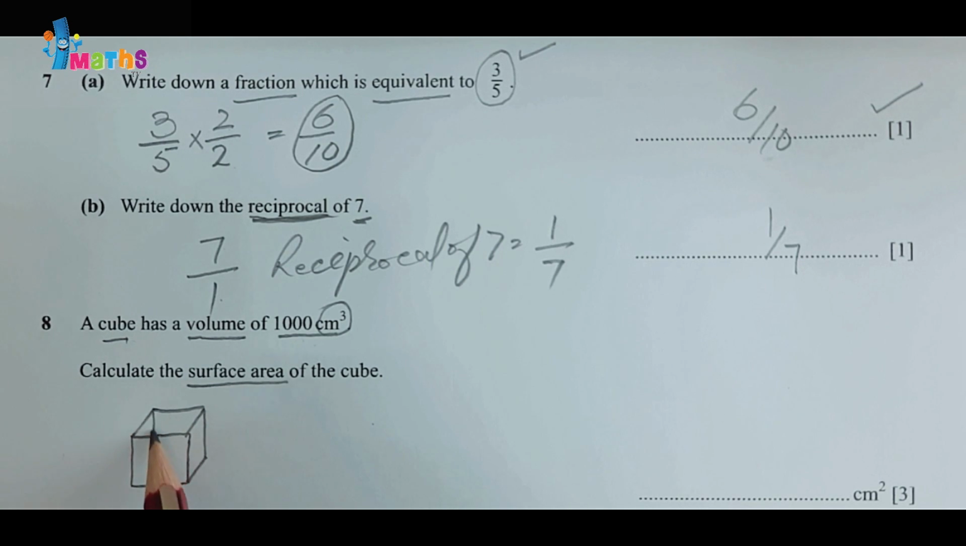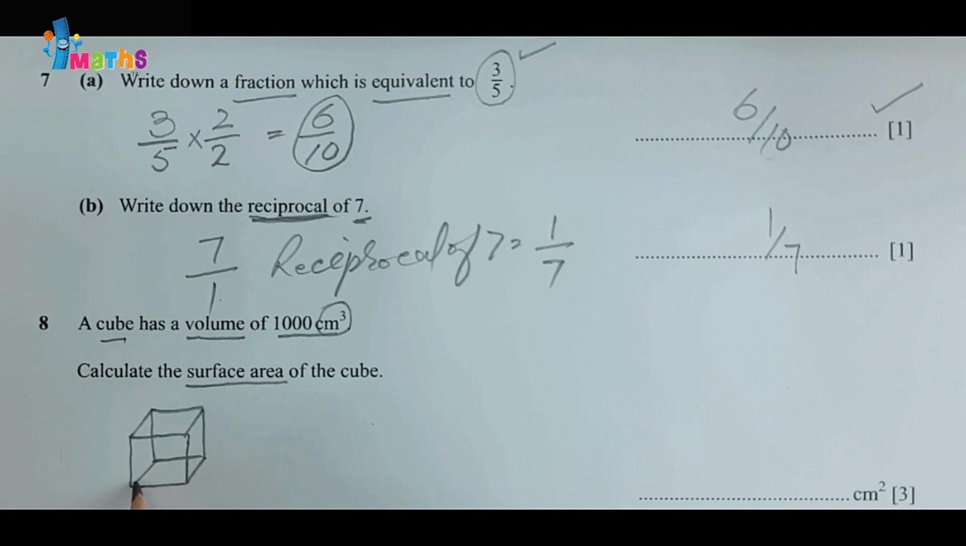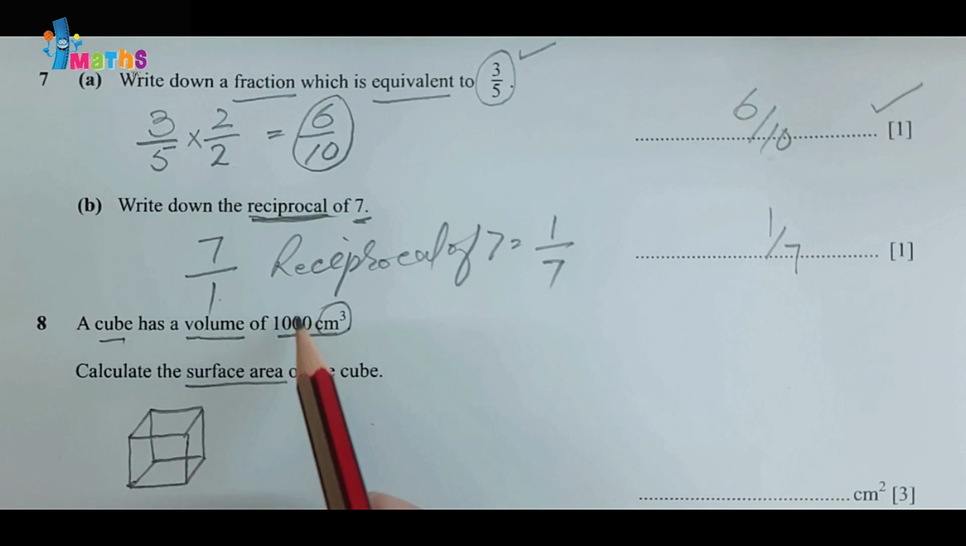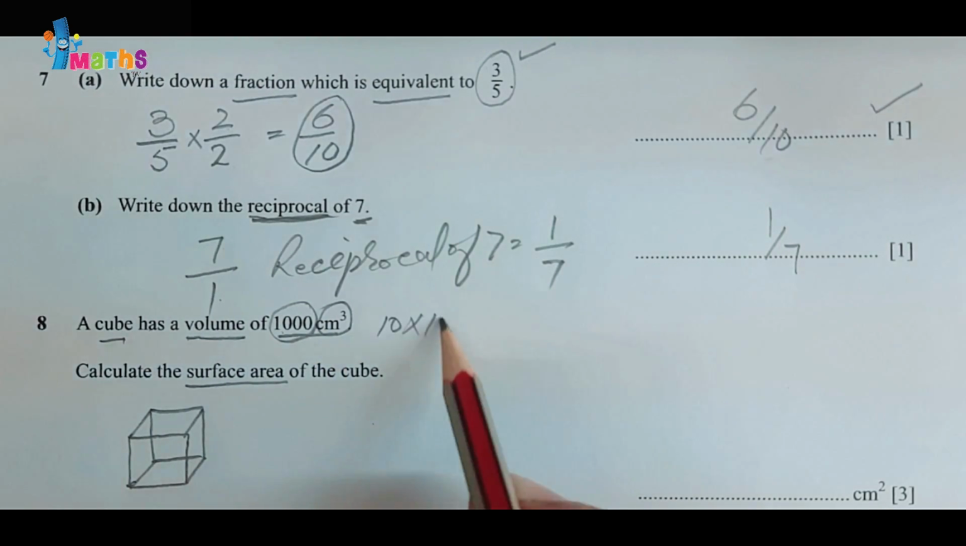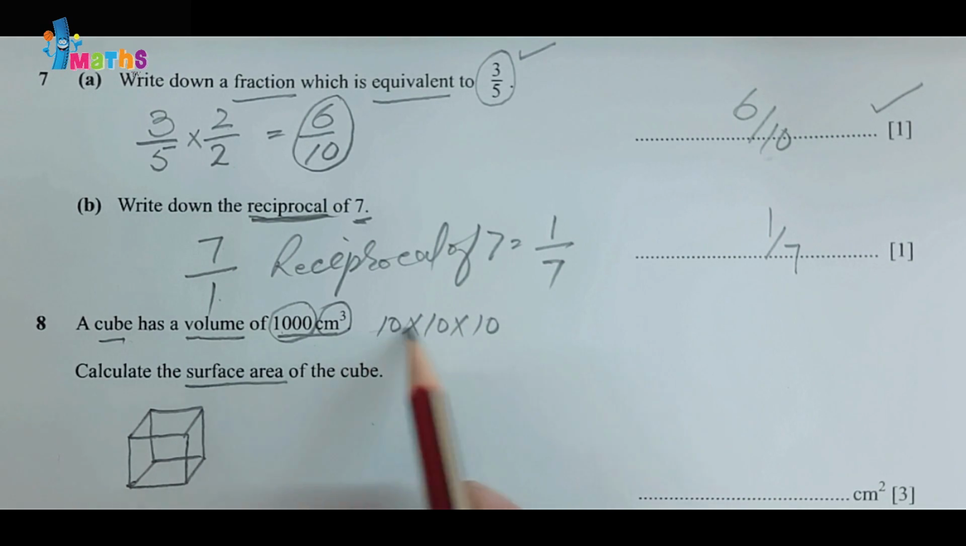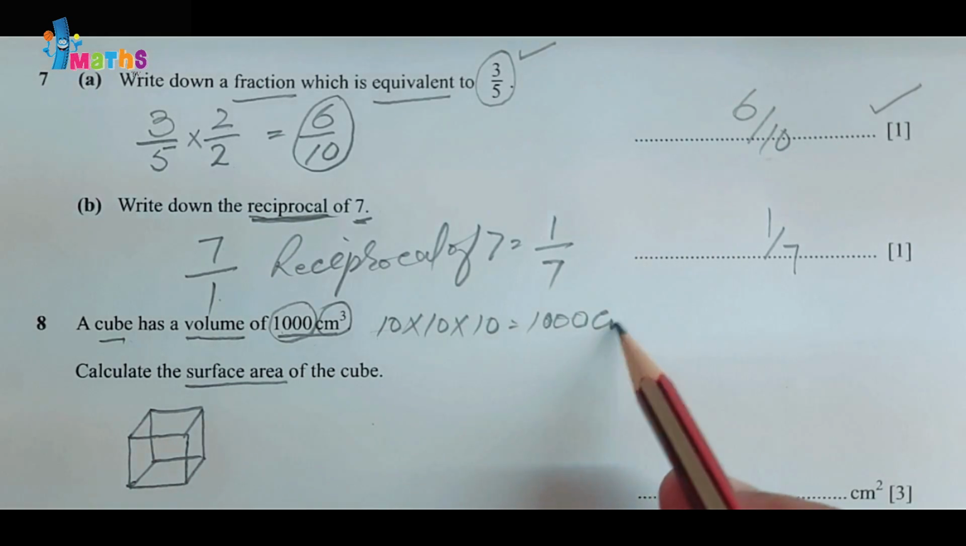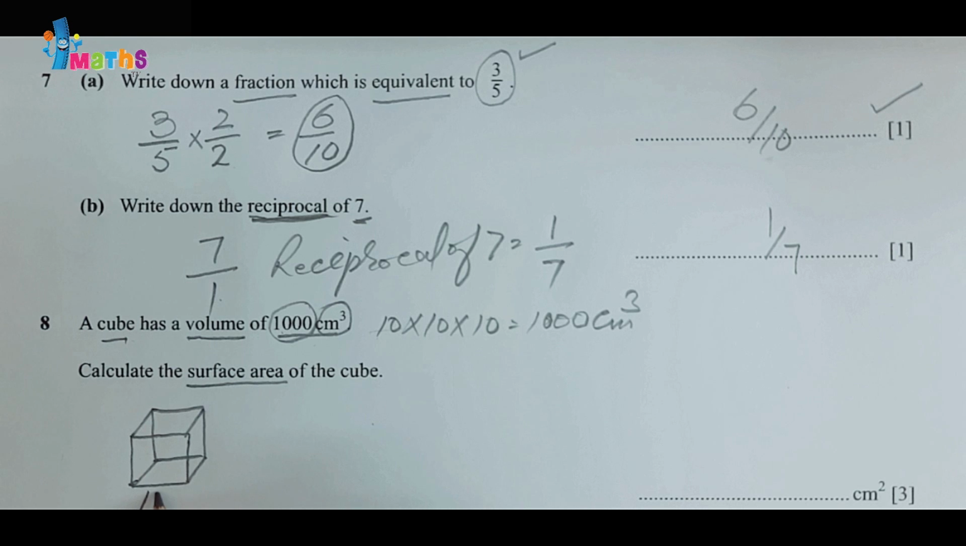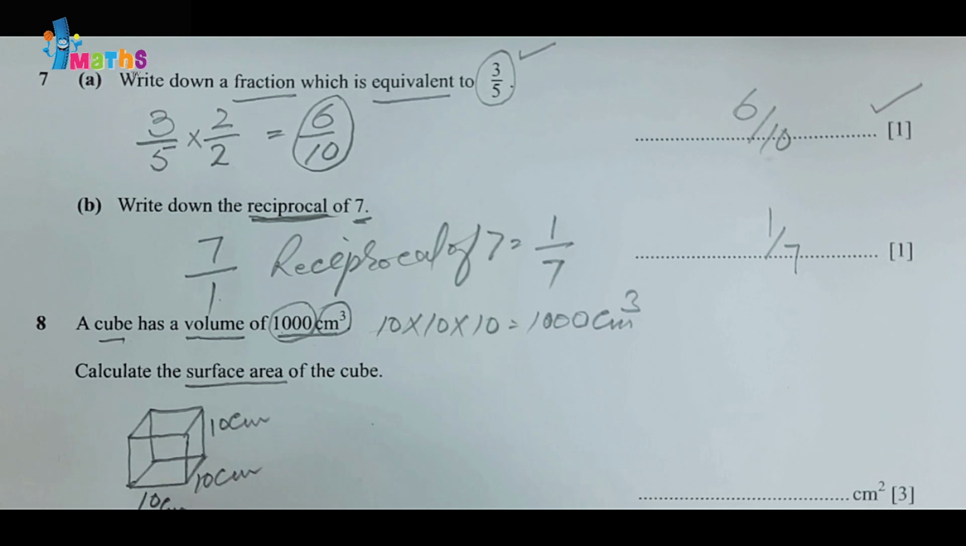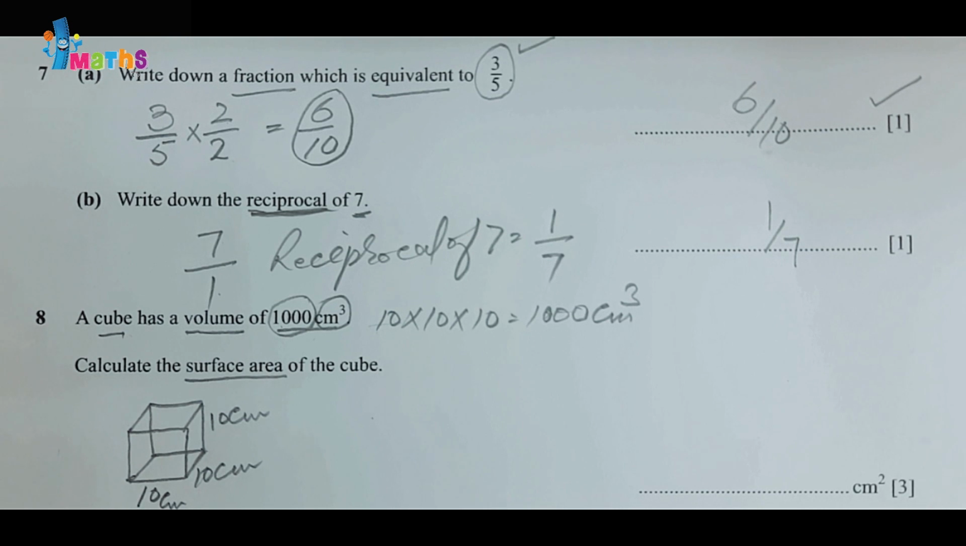So this one I've drawn, a cube for you. So each side is 10 into 10 into 10. So it means it is 1000 centimeter cube. So each side of this cube is 10 centimeter. Length, width also 10 centimeter, and height also 10 centimeter. So we got this cube which is having all sides 10 centimeter.